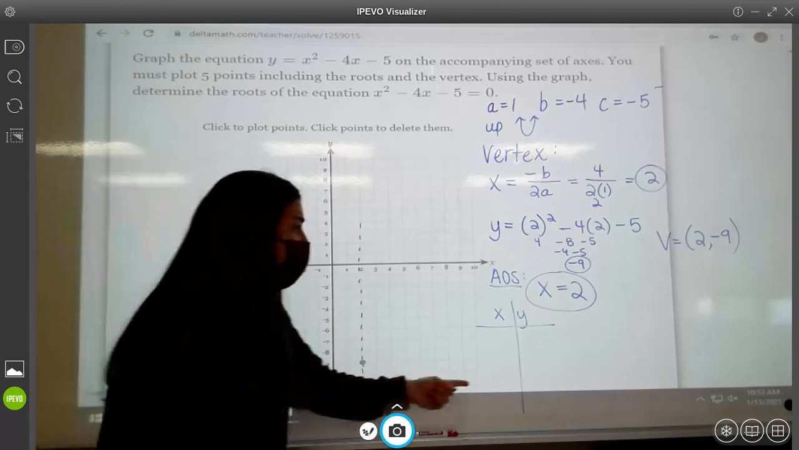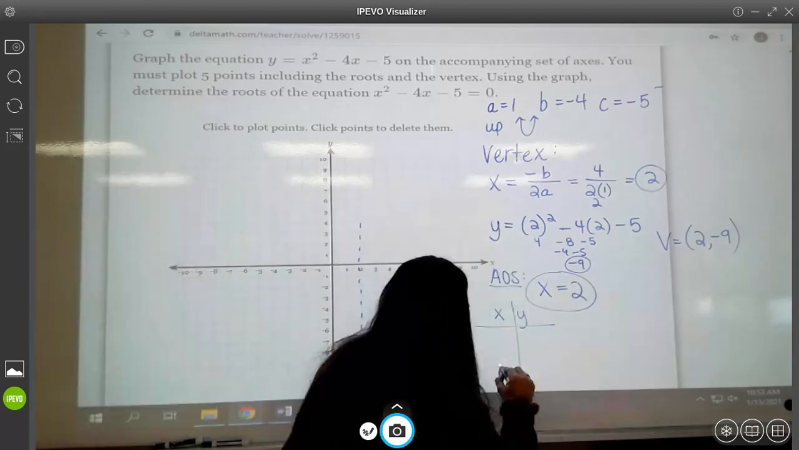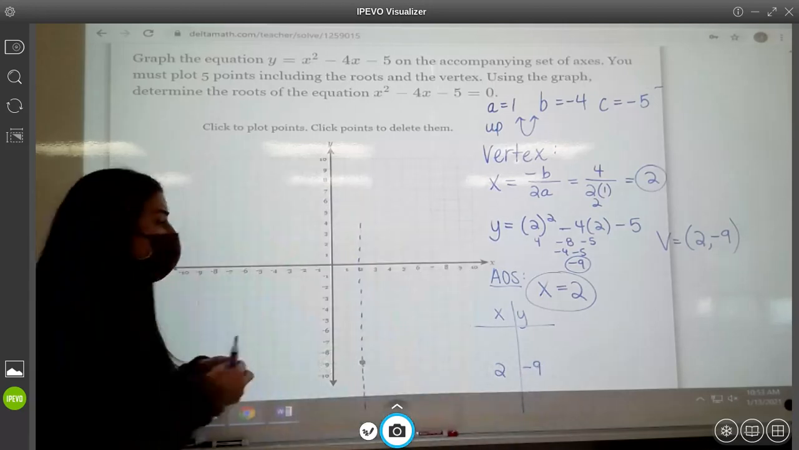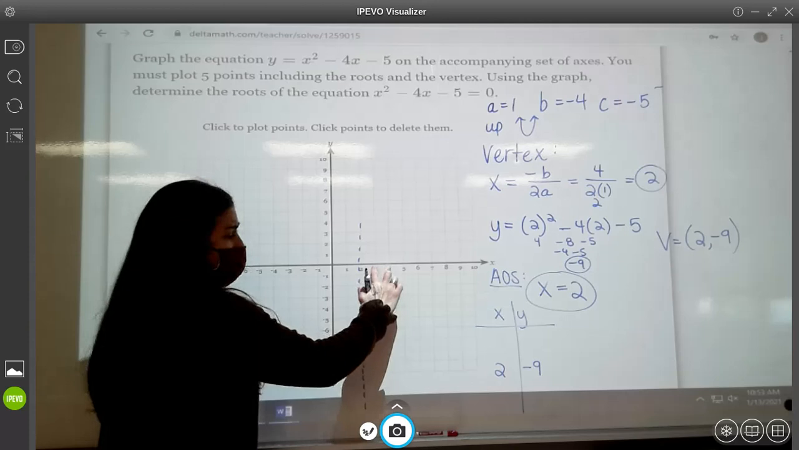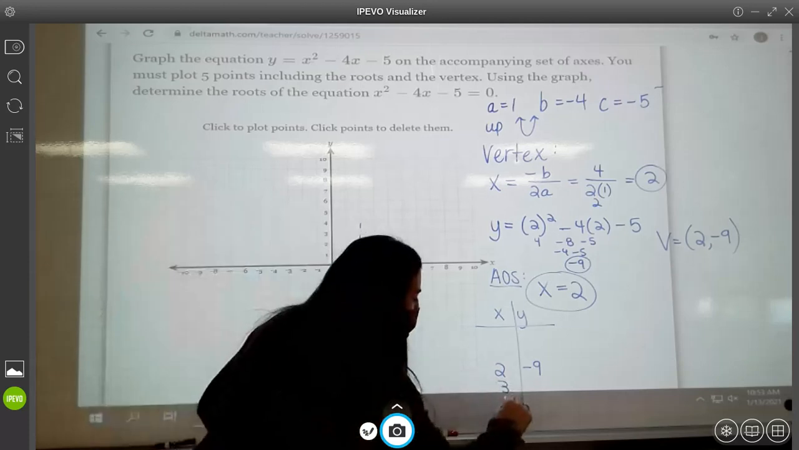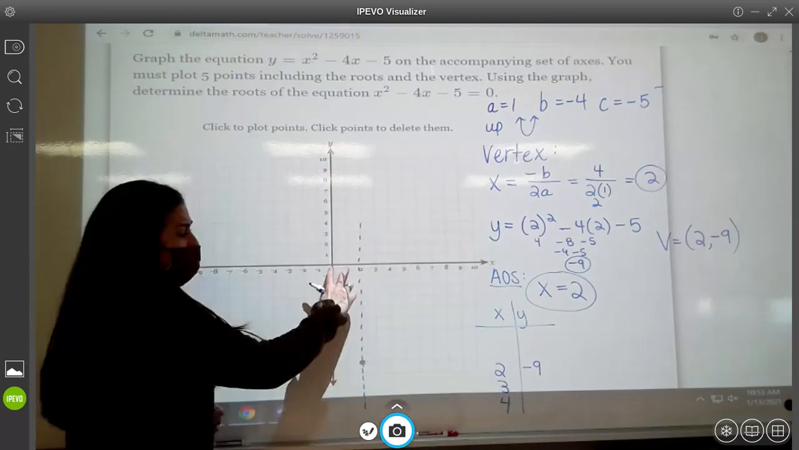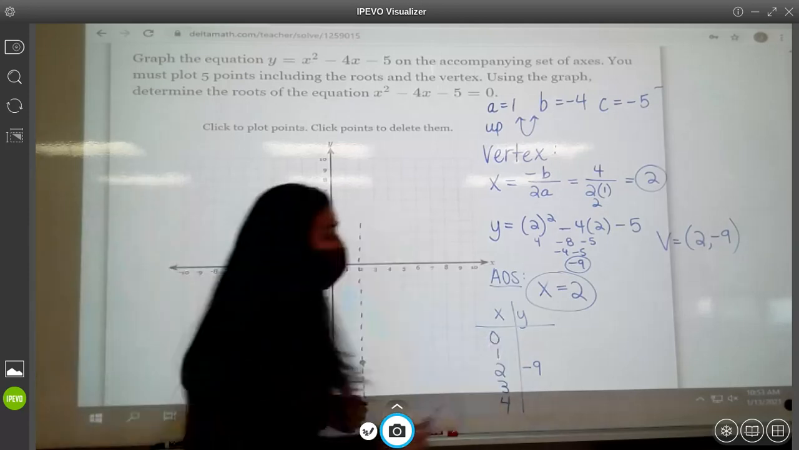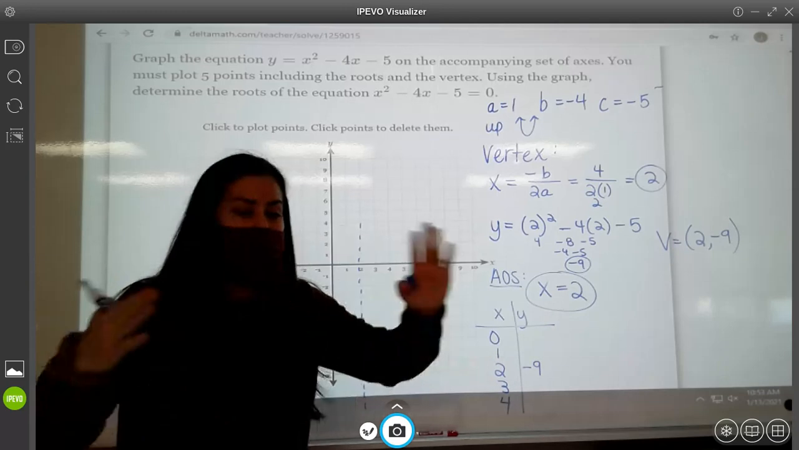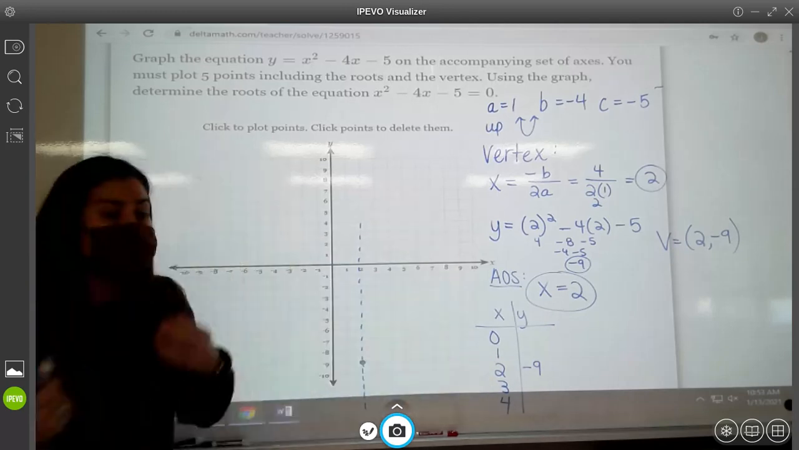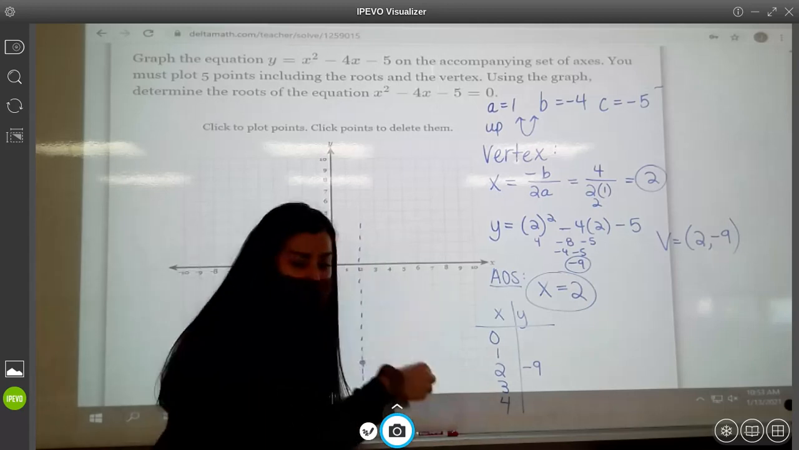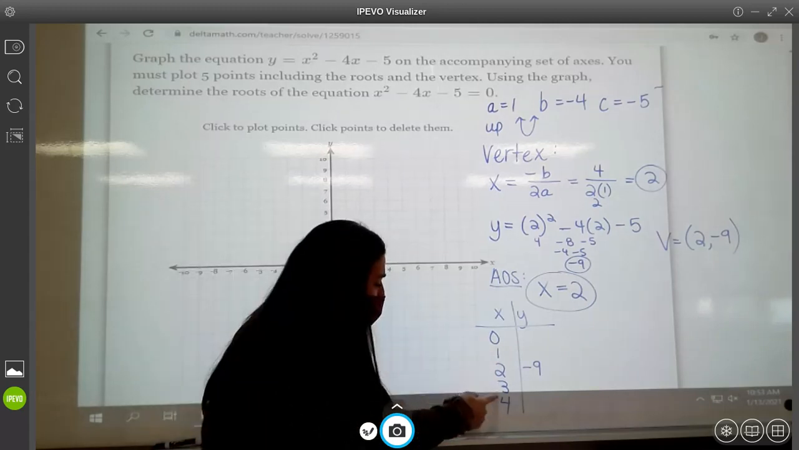All right, I asked you guys to put the vertex in the middle of your table. And then you're going to pick 2 x values to the right, which would be 3 and 4. And then 2 x values to the left, 1 and 0. And then because there is this whole matching and symmetry thing going on, I please beg you to make sure your table is in this order, from least to greatest. 0, 1, 2, 3, 4.